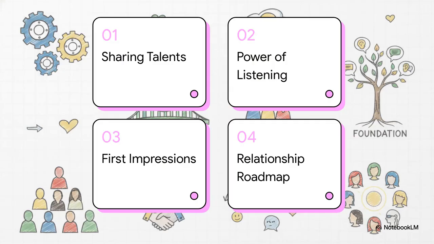Our blueprint for today follows a classic structural rule of three, leading right into a final destination. We'll be looking at 1, sharing your unique talents, 2, the power of listening, 3, mastering first impressions, and finally 4, the roadmap to relationships. Let's just jump right into it and see how this all builds together.